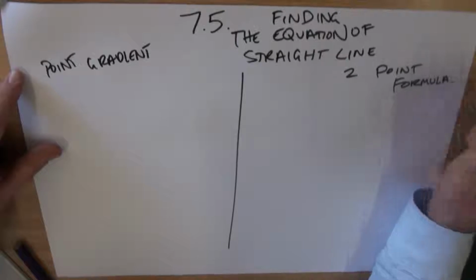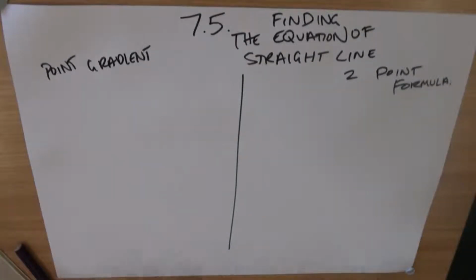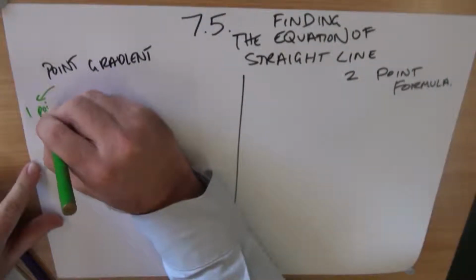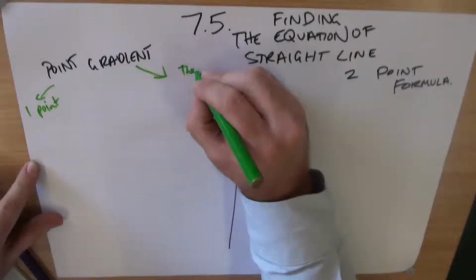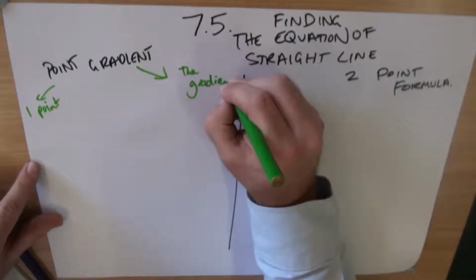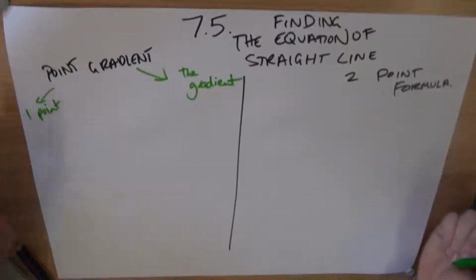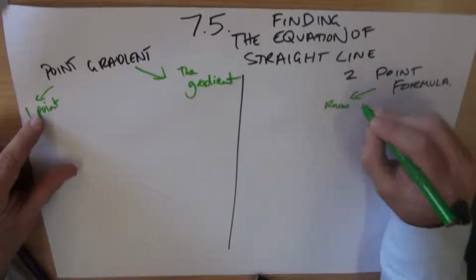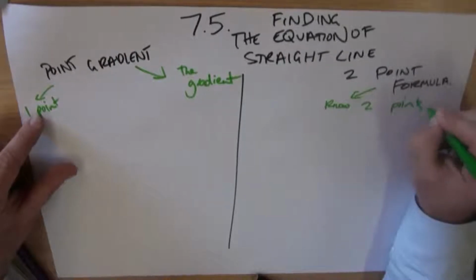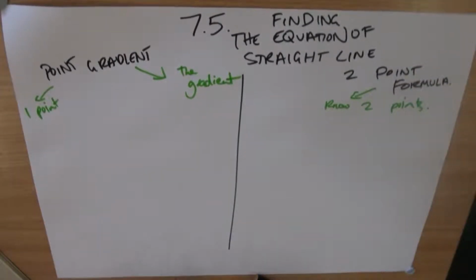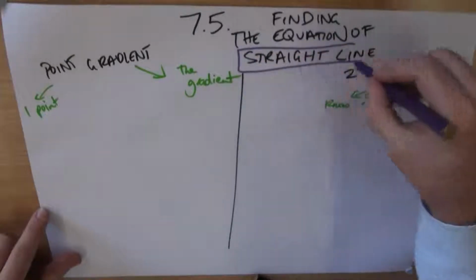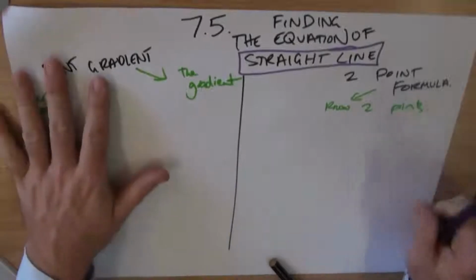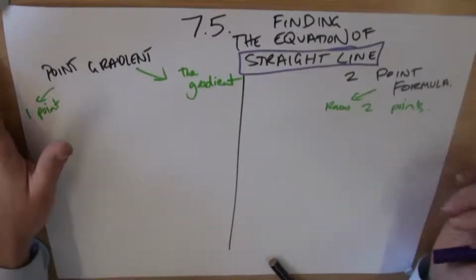Now, the point gradient formula obviously means that you need one point and you need to know the gradient. You need to know these two things to be able to use it. And for the 2-point formula, you need to know 2 points. This only gives you the equation of a straight line. So if you're looking for the equation of a curve, or something that has gradients at different points, you can't use this. You can only use this if you're trying to find a straight line.